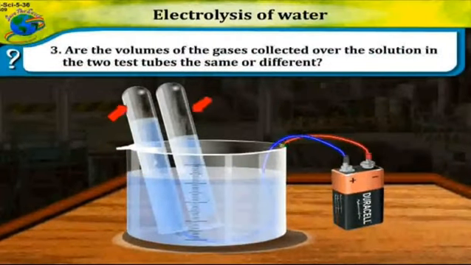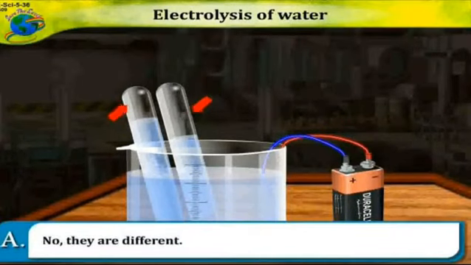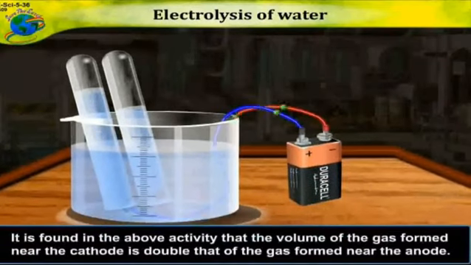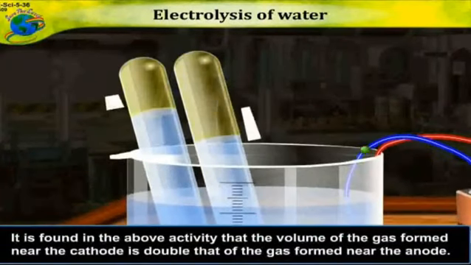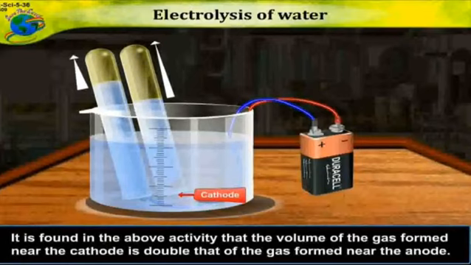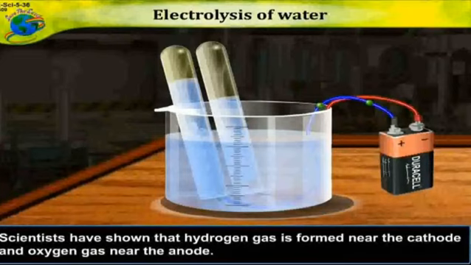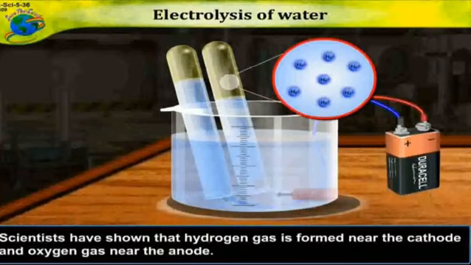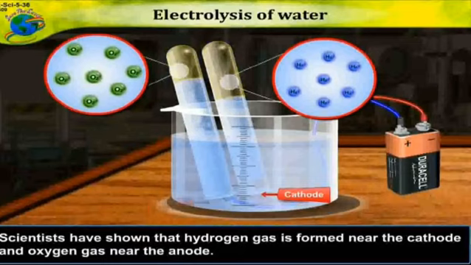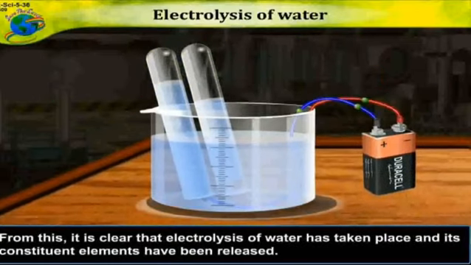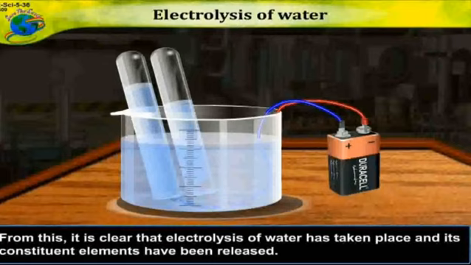3. Are the volumes of the gases collected over the solution in the 2 test tubes the same or different? No, they are different. It is found in the above activity that the volume of the gas formed near the cathode is double that of the gas formed near the anode. Scientists have shown that hydrogen gas is formed near the cathode and oxygen gas near the anode. From this, it is clear that electrolysis of water has taken place and its constituent elements have been released.